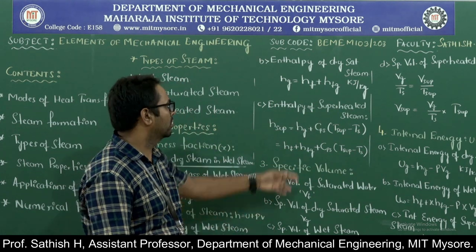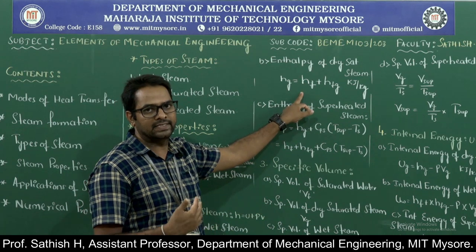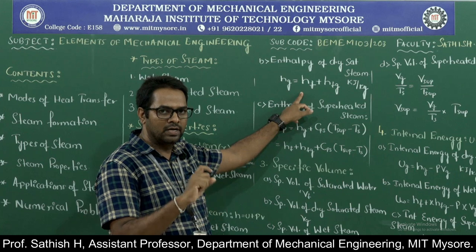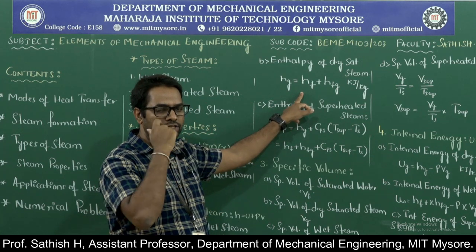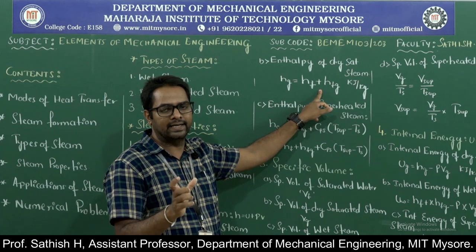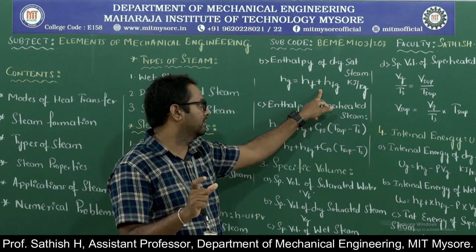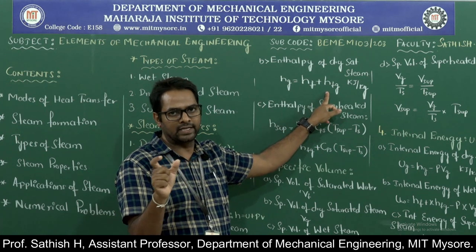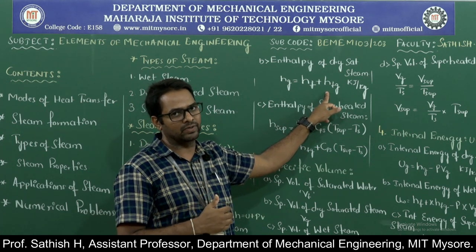As I discussed before, Hf is the sensible heat, that is the amount of heat required to raise the temperature of the water from 0 degree centigrade to the saturation temperature. Beyond that, if you keep on adding heat, that is called the latent heat of evaporation, Hfg. It is supplied at a constant saturation temperature.